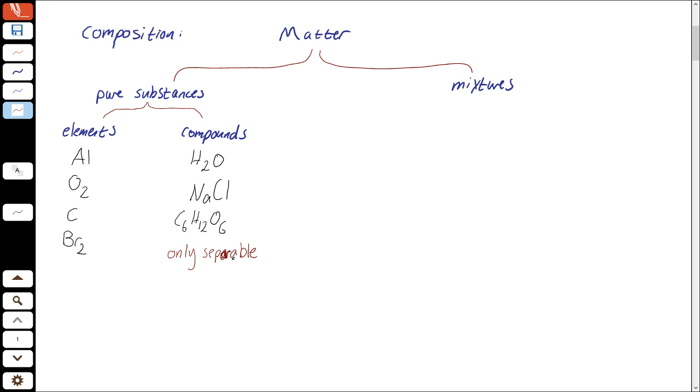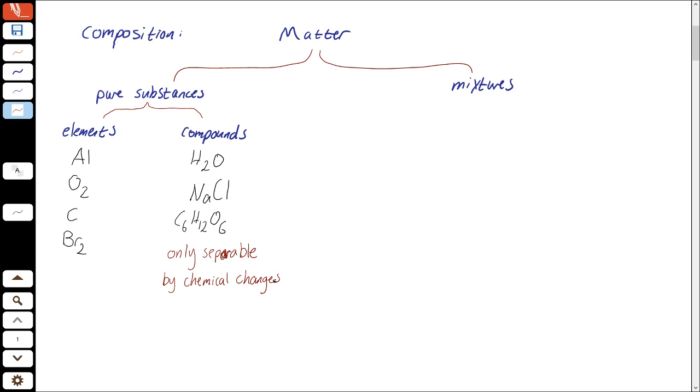Sorry, I always misspell separate. Only separable by chemical changes. So if we can't physically separate those, we can only chemically separate them.